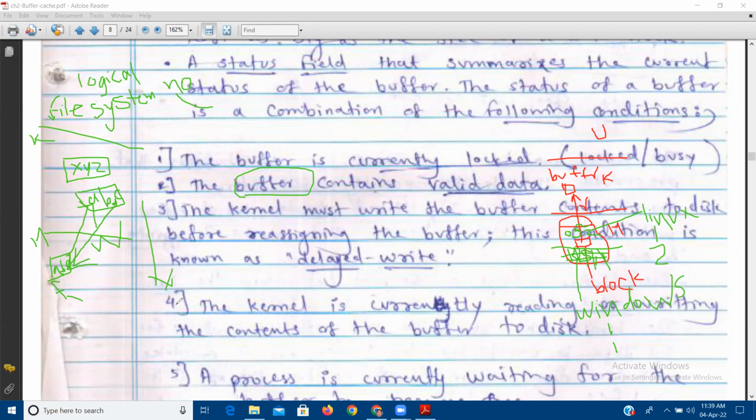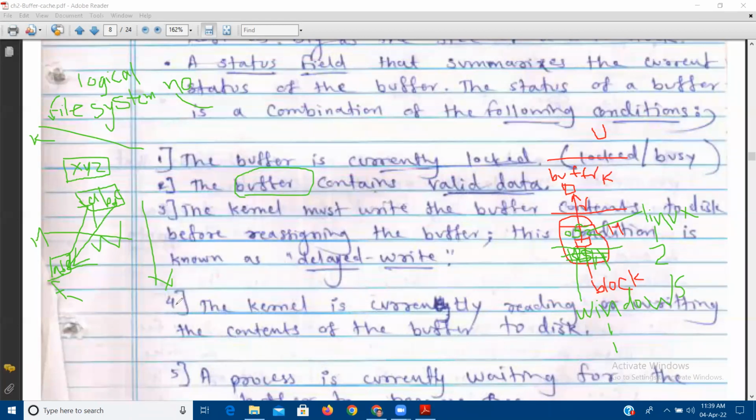So kernel must write the buffer contents to disk before reassigning the buffer. This condition is called as a delayed write. It requires some delay to write that buffer back to the disk. Why it requires some delay? Because some other writings are going on. Right? So this is called as a delayed write.